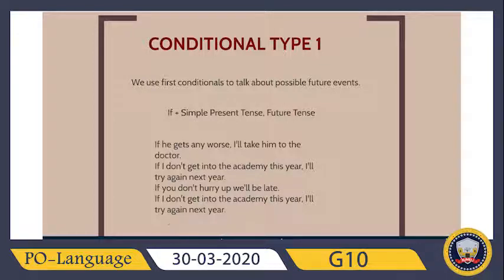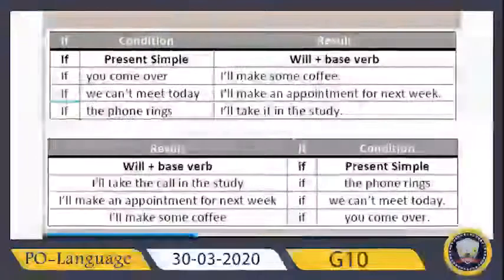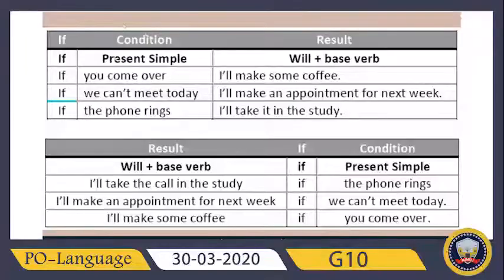Okay, so look here, you have if plus present simple, gets, and in the second clause you will have I'll or I will plus verb, meaning future tense. Okay, clear? Now let's look at the table. If plus condition, you have the result. If plus present simple plus will plus verb.